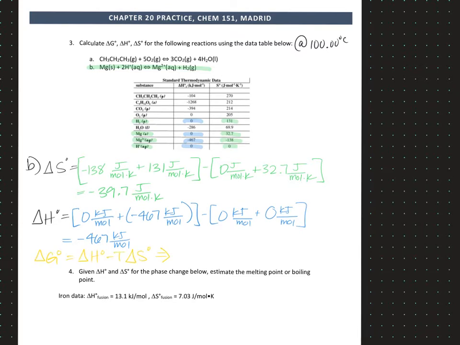Remember, at this point, you need to plug in your temperature and your delta S naught in the correct units, because delta S naught is in joules per mole Kelvin, and you do need to convert that into kilojoules so that these two units can be subtracted from each other. So your final answer after you plug in the temperature of 100 degrees Celsius, which would be 373.15 Kelvin, will be negative 452 kilojoules per mole.